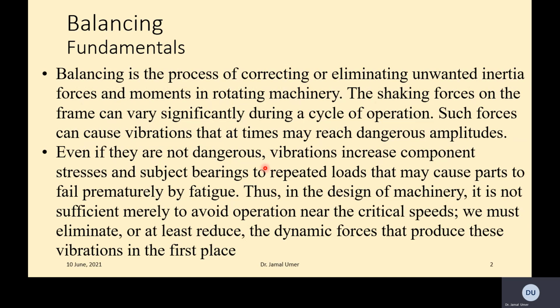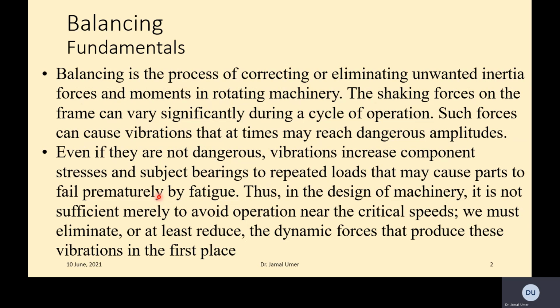Even if they are not dangerous, vibration increases component stress and subjects bearings to repeated loads that may cause parts to fail prematurely by fatigue. So you have designed some component, and because of unwanted unbalancing, it can cause the premature failure of that component.